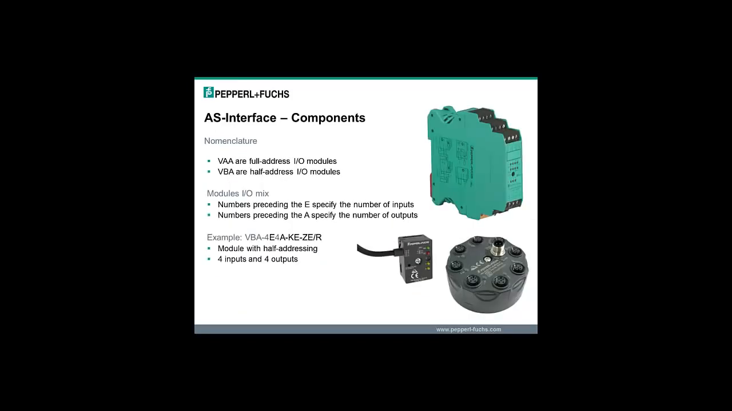The product names of AS interface modules contain a lot of useful information. You should know that VAA identifies those modules that always utilize a full address on the network. VBA modules support half addressing. The letters E and A preceded by numbers specify the I/O mix. E stands for inputs and A stands for outputs. The example specifies a module supporting half addresses with 4 inputs and 4 outputs.